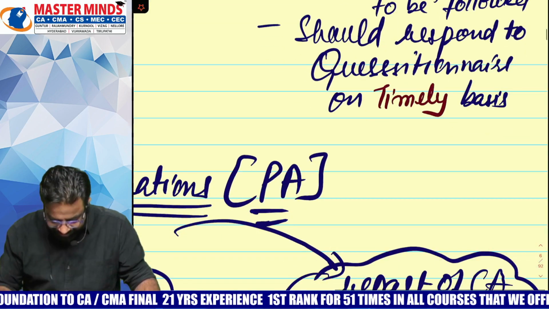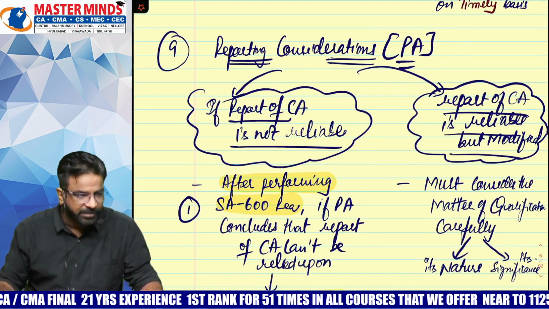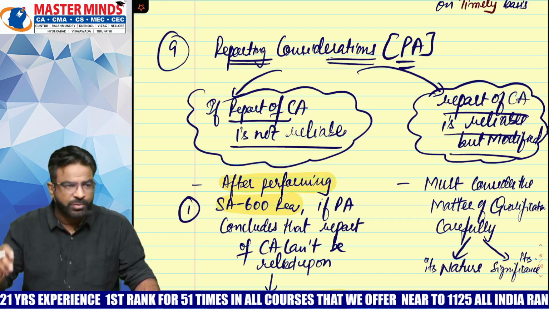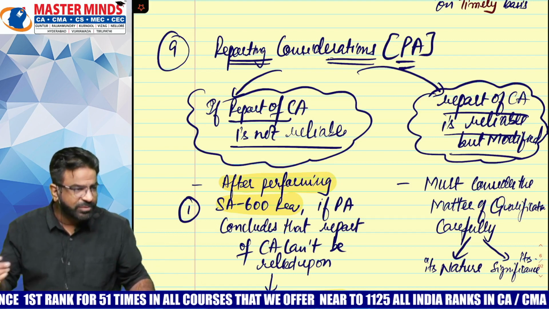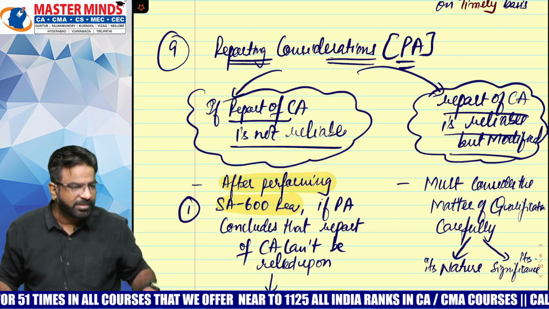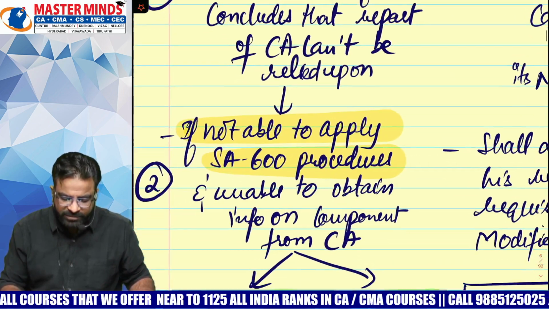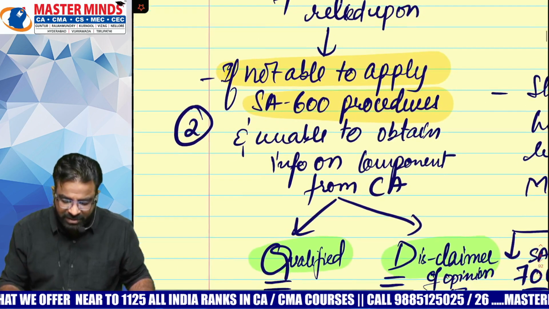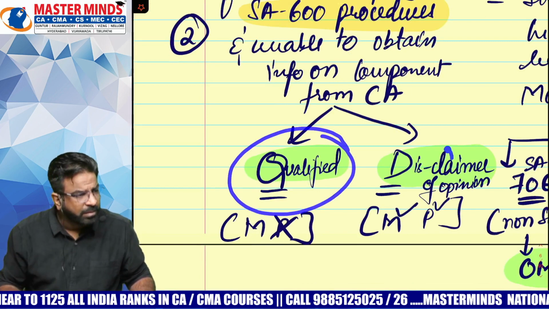Correct? Next one. Reporting considerations of what? PA. Acha, please tell me, what if the report of CA is not reliable? Can he force it? No, sir, you told me to do the work, I did it, please use it. Can she force me or she can't? Ultimately, it is whose decision to consider the work or not. So see, after performing SA 600 requirements, if the PA concludes that the report of CA can't be relied upon, then if not able to apply SA 600 procedures and unable to obtain information on the component from CA, give qualified or disclaimer.